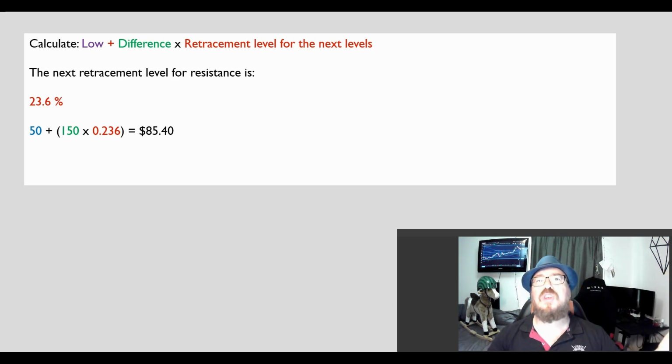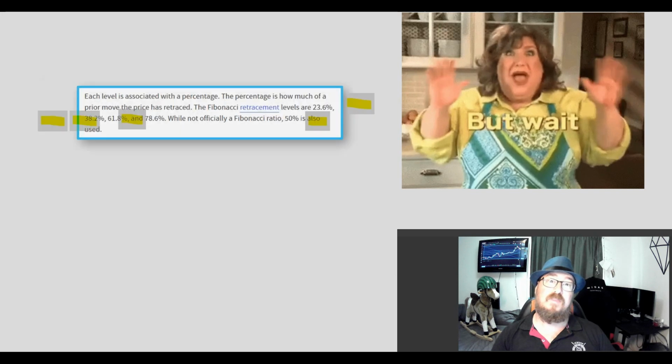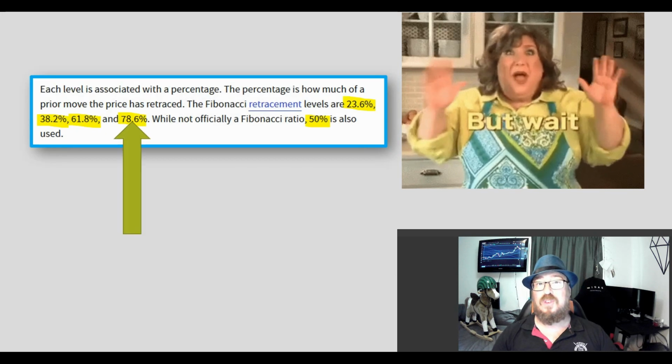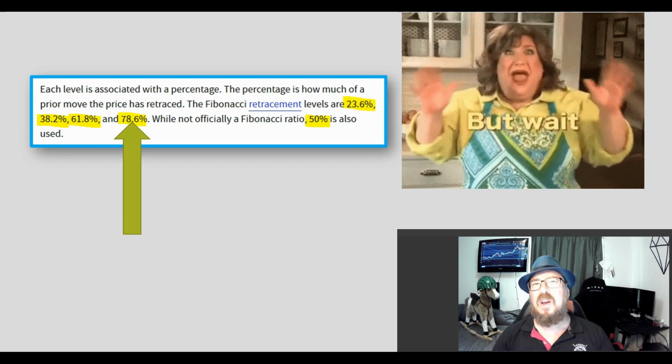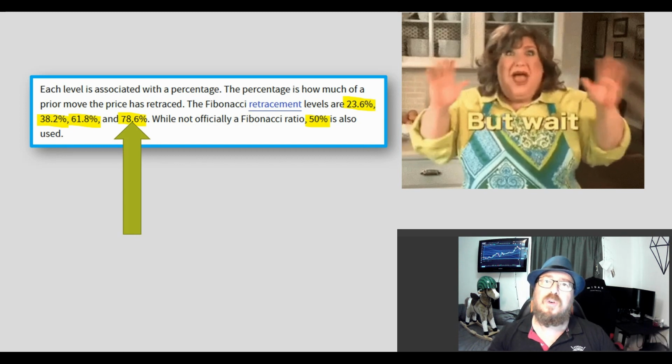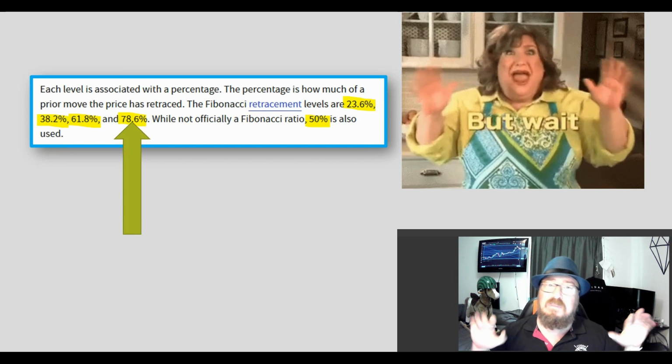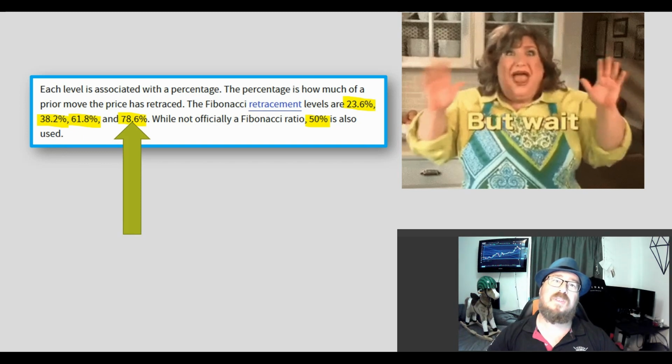Now, of course, you could change the length of the retracement, but just for the sake of this argument, this is what we're working with. But wait, I do realize there's more. We did miss one of those retracement levels, the 78.6%. Now, why did I miss that? It's a little bit controversial, and I'm going to go over a little bit of background on why this is.